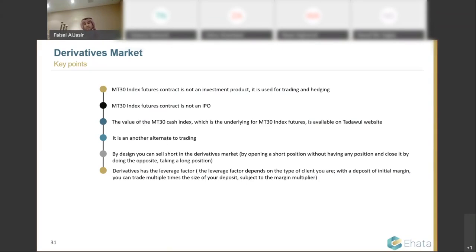And a derivative has a leverage factor. The leverage is a double-edged sword. It can make you money and you can lose money also. So that's important. And this is a market that also depends on margin requirements, and it's very important to understand these margin requirements.